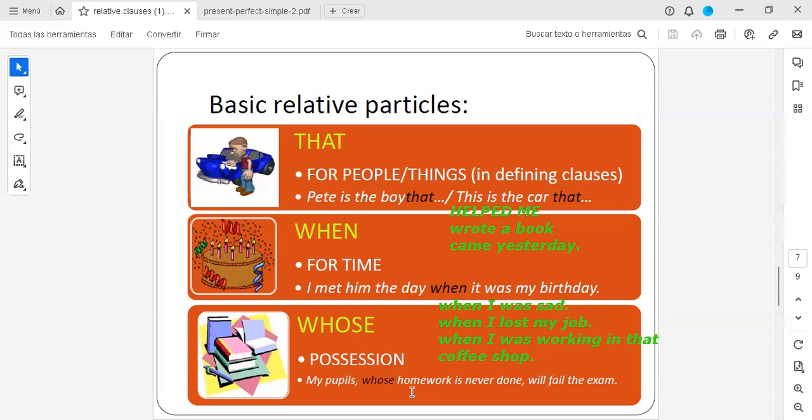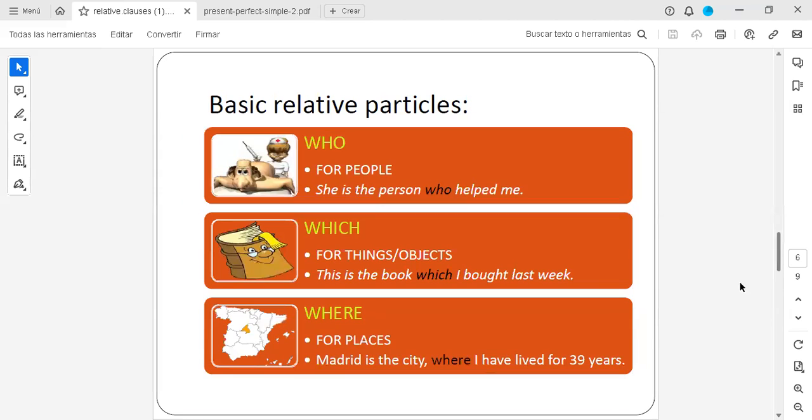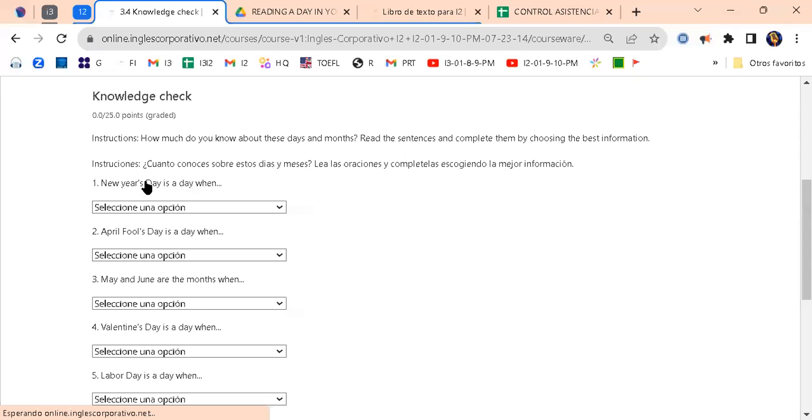Okay. Thank you. Okay, any other question? So if you don't have any question, we continue with the exercise. And we're gonna be checking that. You're gonna see this is simple, so we just need some practice. Okay, so look at this. How much do you know about these days and months? Read the sentences and complete them by choosing the best information. Number one, New Year's Day is a day when, okay, so what do you think?